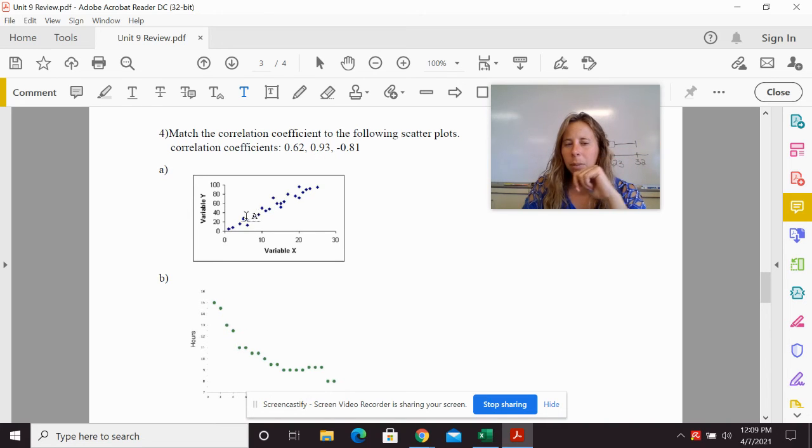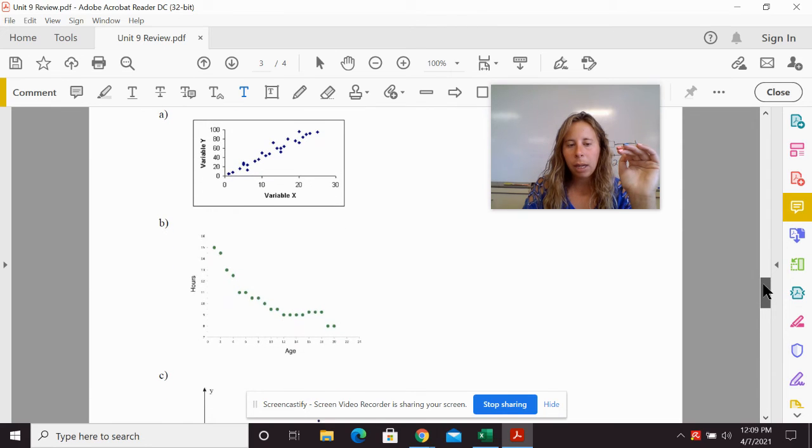I'm thinking this one's going to be the 0.93 one because it's pretty close to a straight line. Remember, the closer they are to 1, the closer they are to a straight line. All right, but I'm not going to put anything yet. Let's look at B. So is B positive or negative? The slope of B, is it positive or negative?